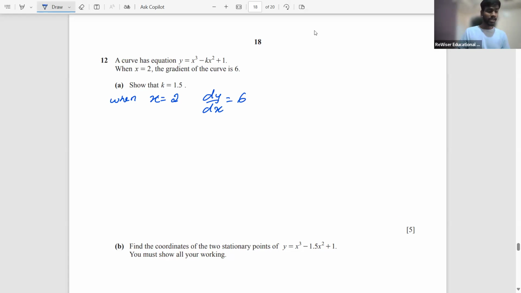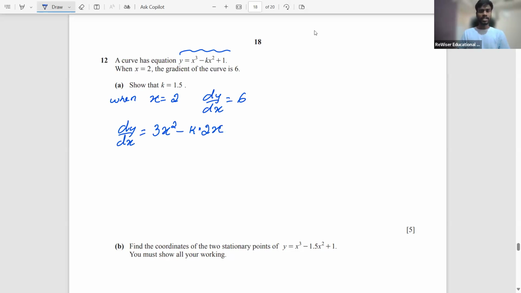In order to substitute it, we have to find the derivative first. So y is given here, so dy by dx will be equal to: the derivative of x cubed is going to be 3 times x squared, minus k times the derivative of x squared, which is 2 times x. And the derivative of a constant is just 0 here.